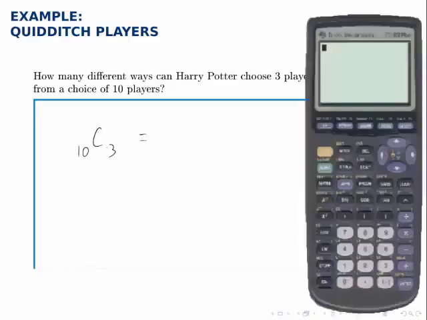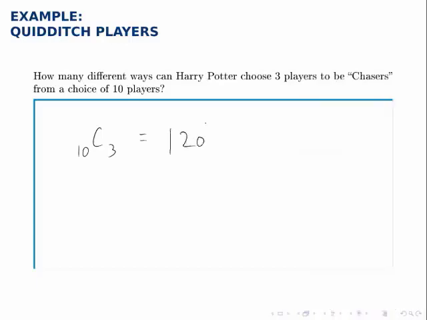So I'm just going to use the built-in function in the calculator. So I type in N, then go to math, probability, down to NCR, 3, and find that the answer is 120. So there are 120 total ways that these 3 people can be chosen from a pool of 10.